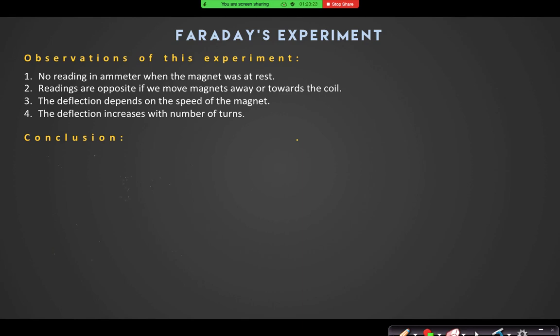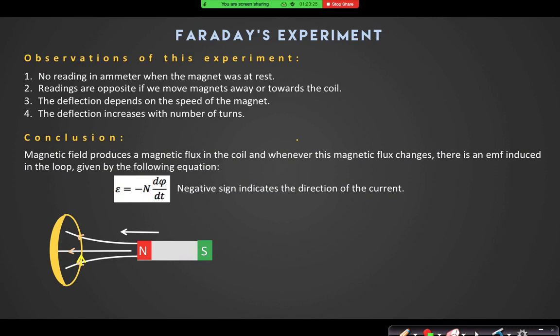So I can say that the conclusion is the magnetic field produces a magnetic flux in the coil, and whenever that magnetic flux changes, there is an EMF induced in that loop, and that EMF is given by minus of N into d phi by dt. Right? I will explain each and every term. Let us first concentrate on the diagram that I have shown.